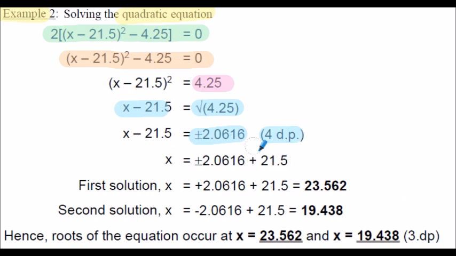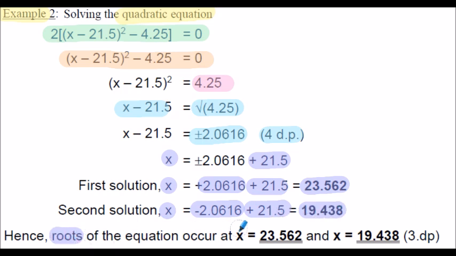Next line, I've added 21.5 to both sides of the equation. So now we have the equation x is equal to positive and negative 2.0616 plus 21.5. First solution is 2.0616 add 21.5, which produces our first root. And the second solution we have negative 2.0616 add 21.5, which produces a second root. So the roots of the equation occur at x is equal to 23.562 and x is equal to 19.438 to 3 decimal places.